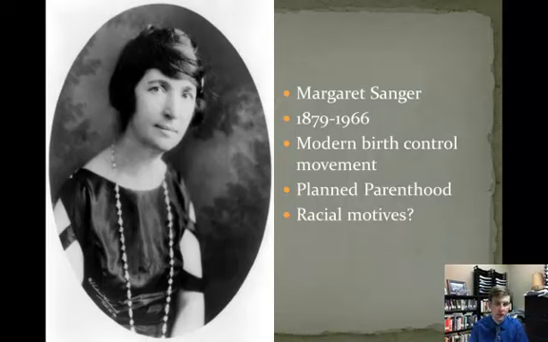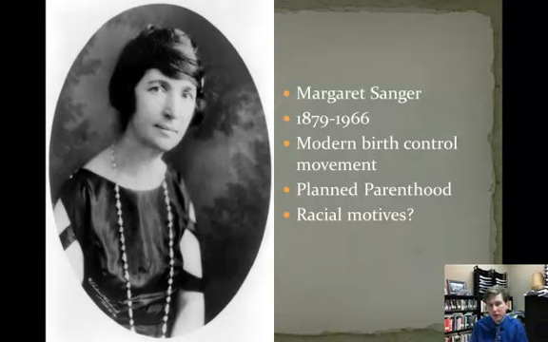Initially, Sanger actually said she got involved in birth control because she wanted to prevent abortions, which were illegal at the time. And so she started advocating birth control. This was against the law. Birth control was against the law at this time period in the early 20th century.